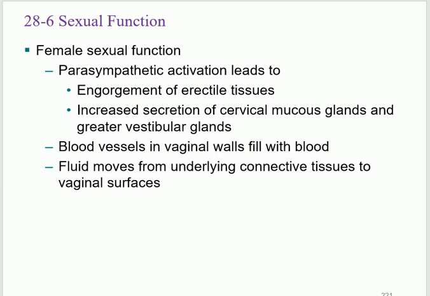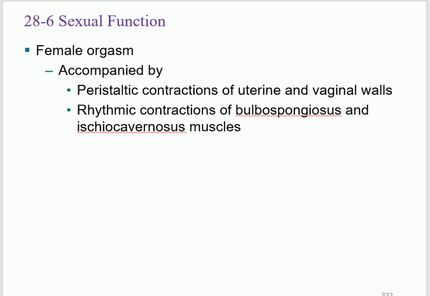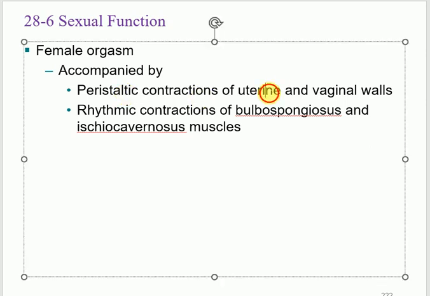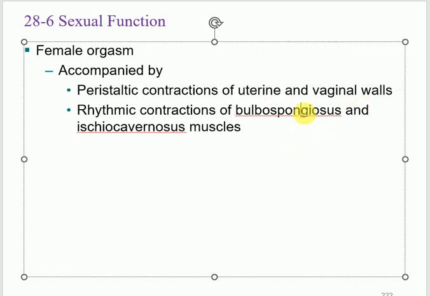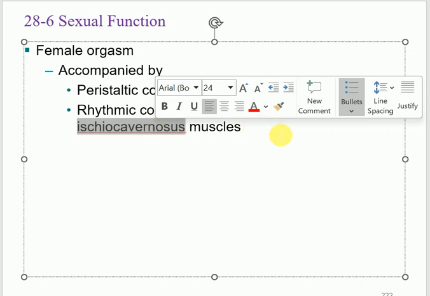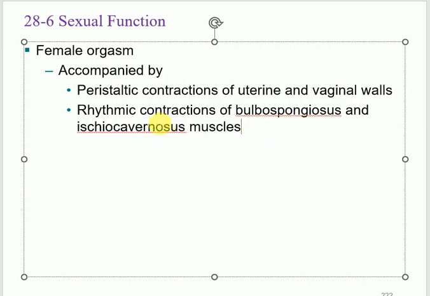Orgasm is also just like in males. Remember, there are peristaltic contractions in males. But in males, it was the ampulla, the prostate, and the seminal vesicle, which are not in females. Here it is more the peristaltic contraction of the uterus and the vagina. And then the same names of the same muscles, bulbospongiosus and ischiocavernosus. There is spongy and cavernous, yes, but it's not like these long bodies like in males.